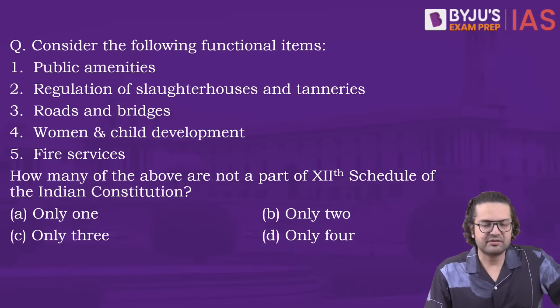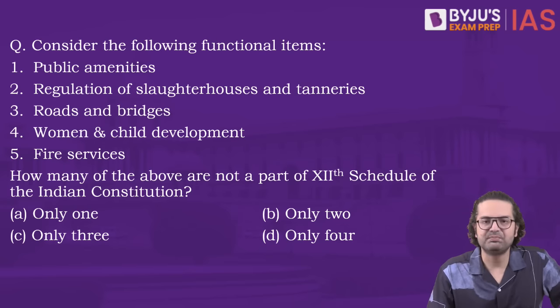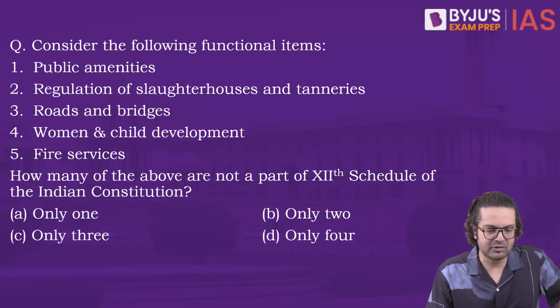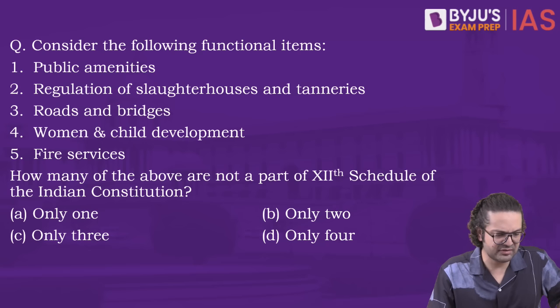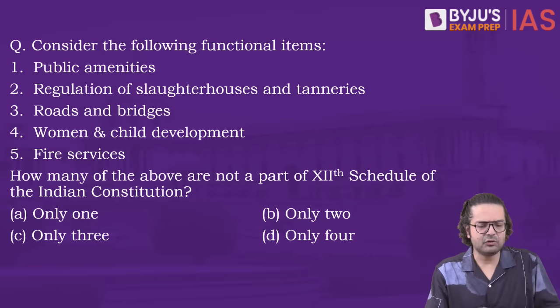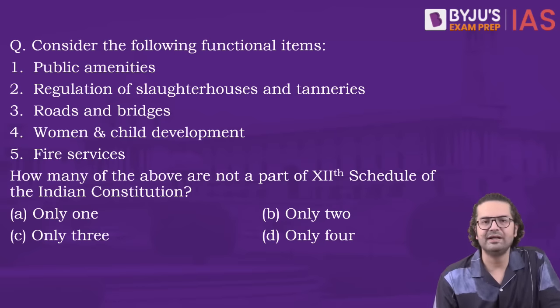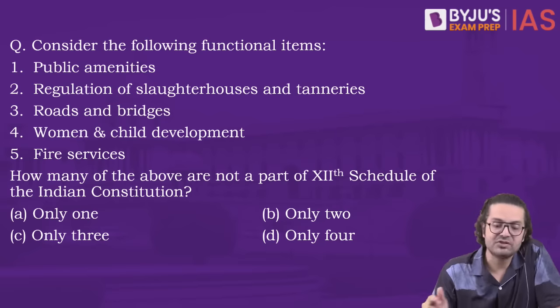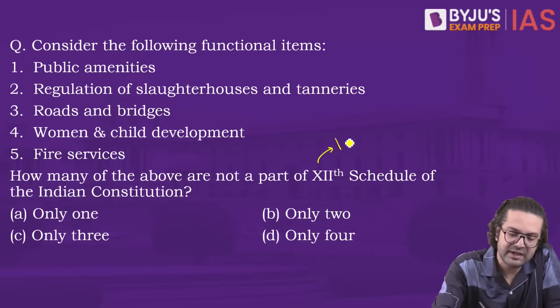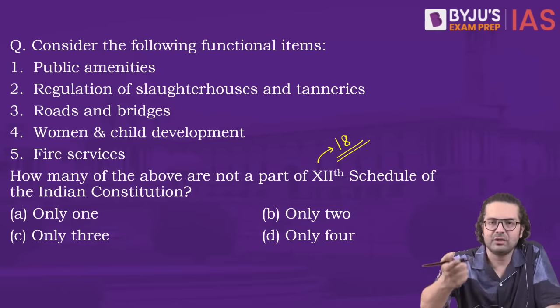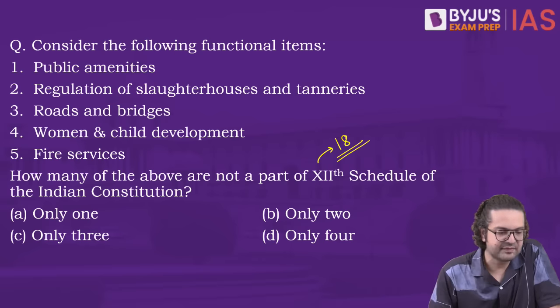Next question. Consider the following functional items: public amenities, regulation of slaughterhouses and tanneries, roads and bridges, women and child development, fire services. How many of the above are not a part of the 12th schedule of the Indian Constitution? The 12th schedule contains a list of 18 functional items on which the municipalities may be allowed to make laws if the state provides. Let's see.